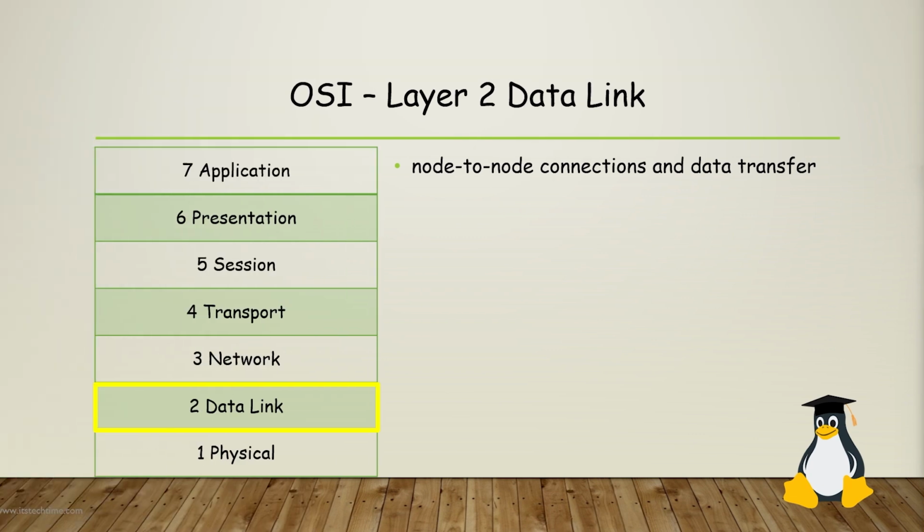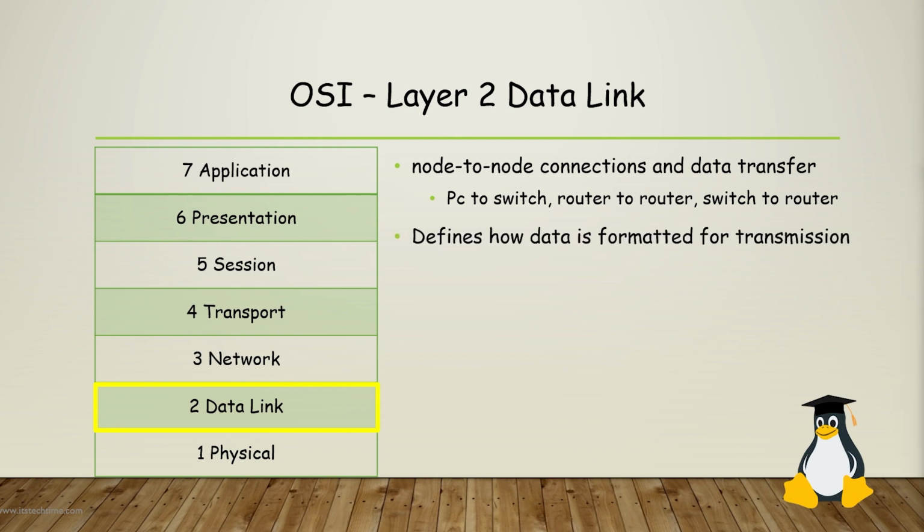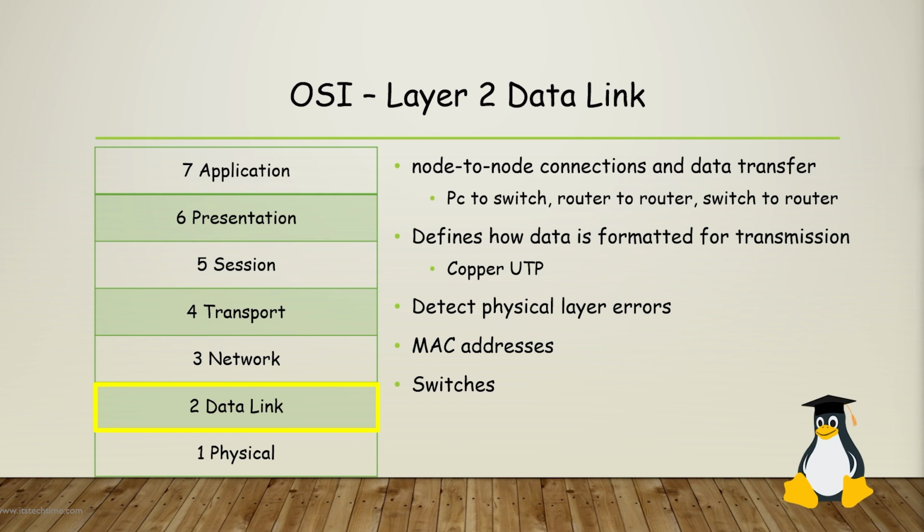Layer 2 of the OSI model is the data link layer. The data link layer provides node-to-node communications and data transfer between hosts. For example, a PC to a switch, a router to a router, or a switch to a router. Because the data link layer is next to the physical layer, it also defines how data is formatted for transmission. For example, if you're using copper UTP. Layer 2, the data link layer, can also detect physical layer errors that may be present. The data link layer focuses on the MAC addresses of devices as opposed to the IP addresses of the devices, which was covered on the network layer. Switches, for example, operate at the data link layer.